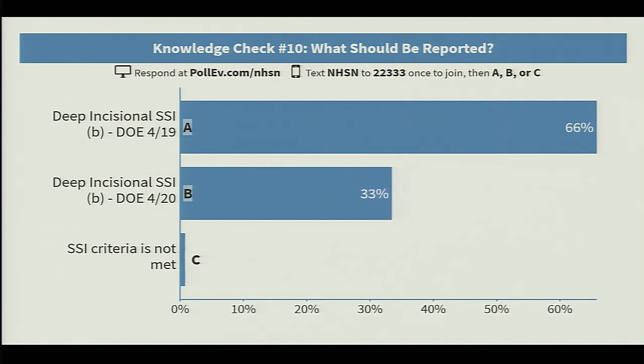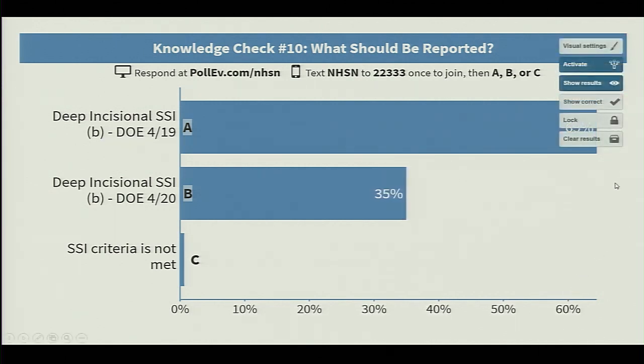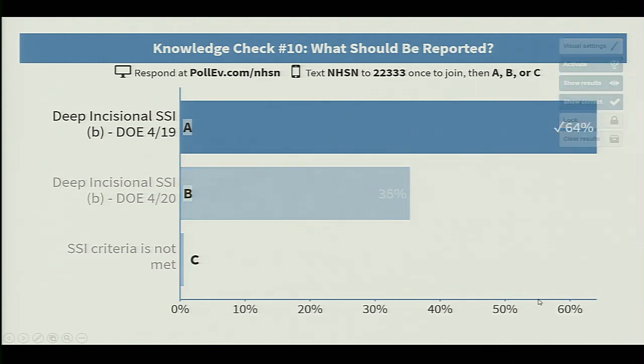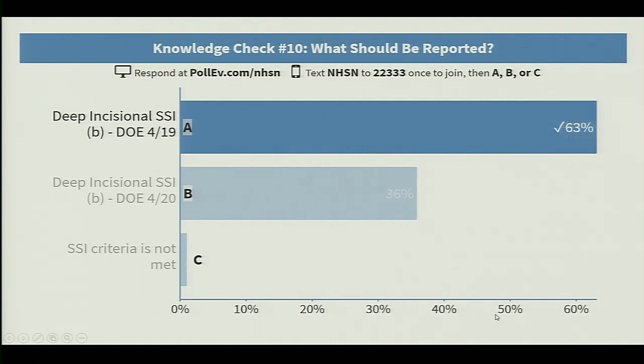All right, so most people have logged their responses. Let's look at what the correct answer is. The correct answer, it's kind of covered there. You can see the correct answer is A. The criteria is deep incisional SSI criterion B, and your date of event is 4/19. So let's look at the rationale.